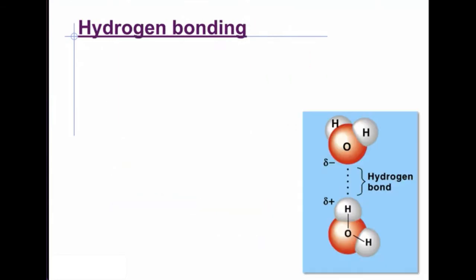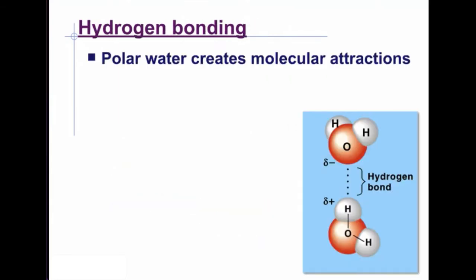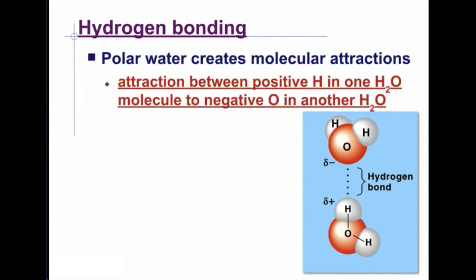Now, hydrogen bonding. When you say hydrogen bonding, polar water creates molecular attractions. An attraction between a positive H in one H2O molecule and a negative O in another H2O molecule happens and creates that attraction.